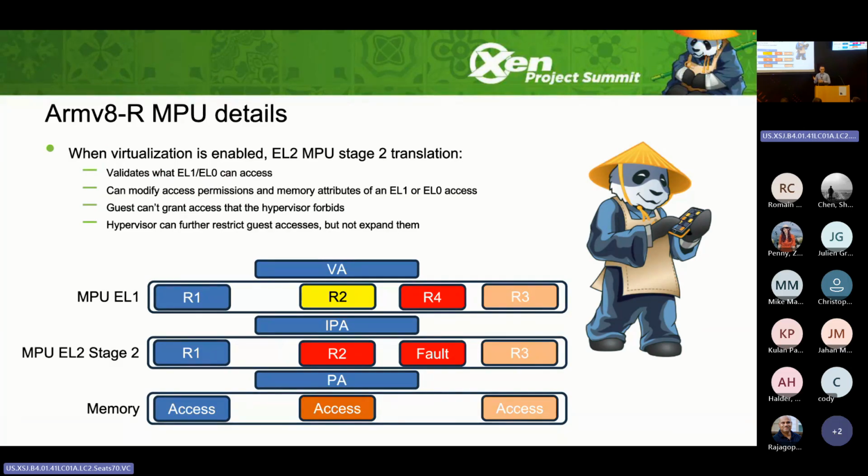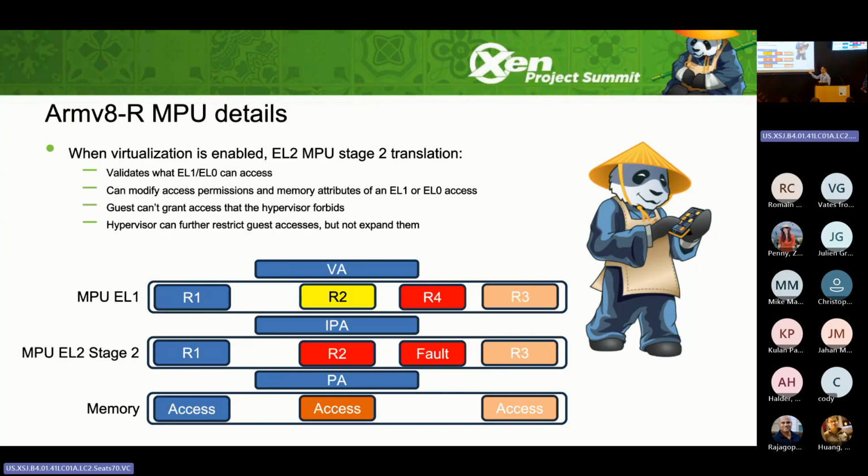MPU and virtualization. So we have already said that there is a stage 2 translation, and this means that the hypervisor can validate what EL1 and EL0 can access, and can also modify access permissions and memory attributes of these accesses. So just to summarize, the guest can't grant access that the hypervisor forbids, and the hypervisor can further restrict those accesses, but not expand them.